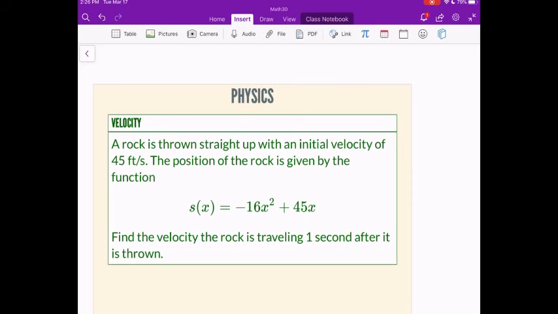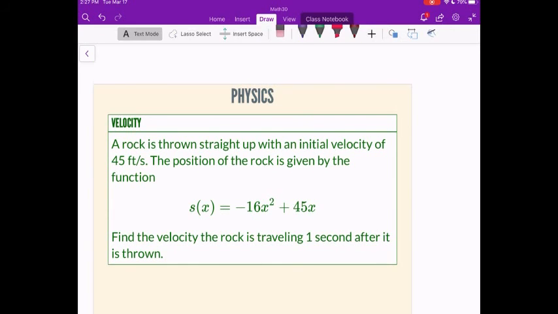I think this is actually the problem we looked at on day one where we were only able to estimate the velocity of the rock, but now, since we have derivatives and a lot of shortcuts, this is much easier. So a rock is thrown straight up with an initial velocity of 45 feet per second. The position of the rock is given by the function s of x equals negative 16x squared plus 45x.